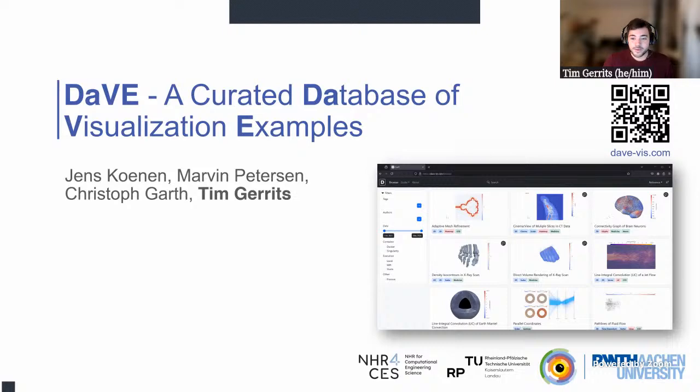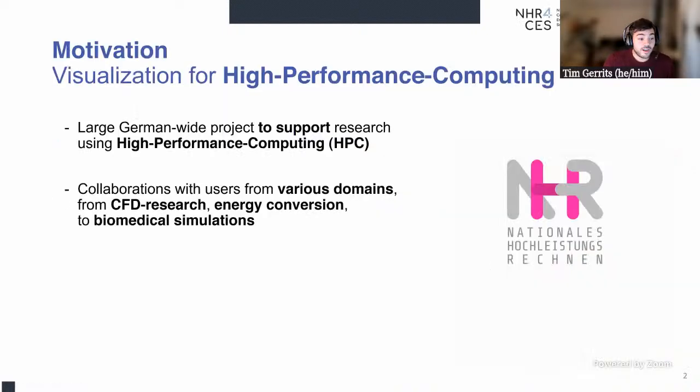So what is this all about? We are part of a large national research project in Germany called NHR. Its goal is to make using high performance computing easier for all researchers in Germany, which is quite a daunting task. Yet it provides a very convenient situation for us because it means we work very closely with experts from several areas who use high performance computing in their research.